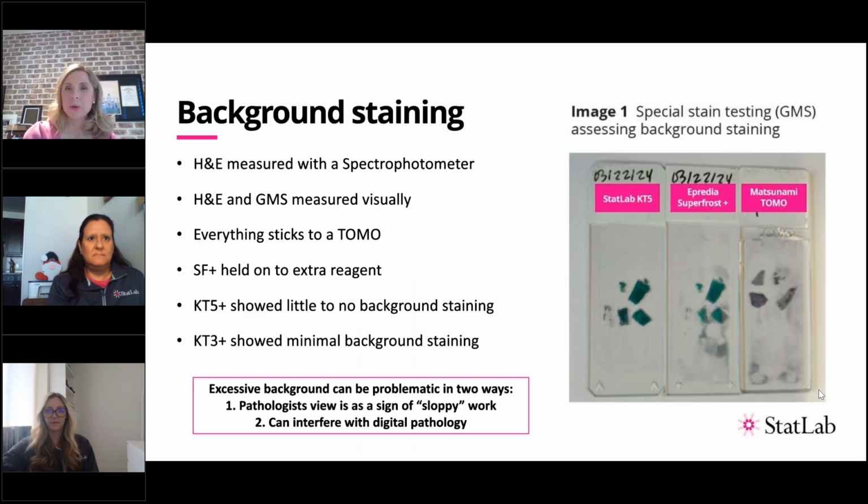Background staining. Another big differentiator that we see from our history in the lab, and also from the poll earlier where you said that background staining is a big concern, is on the right. You've got three different slides: the StatLab KT5 Plus, the Adhesion Superfrost Plus, and the Matsunami Tomo, with a GMS stain. So Rachel, tell me what you see. Again, these are all run on a commercially available stainer with new kits, fresh slides, and very different results. What's going on?